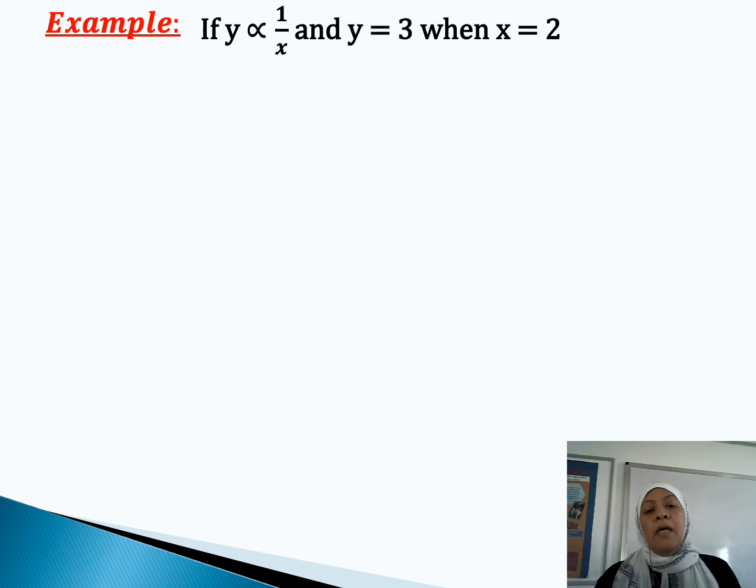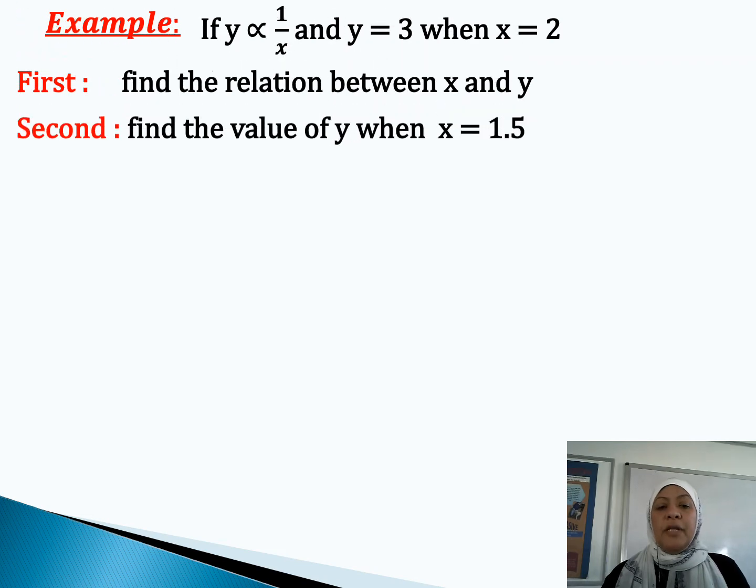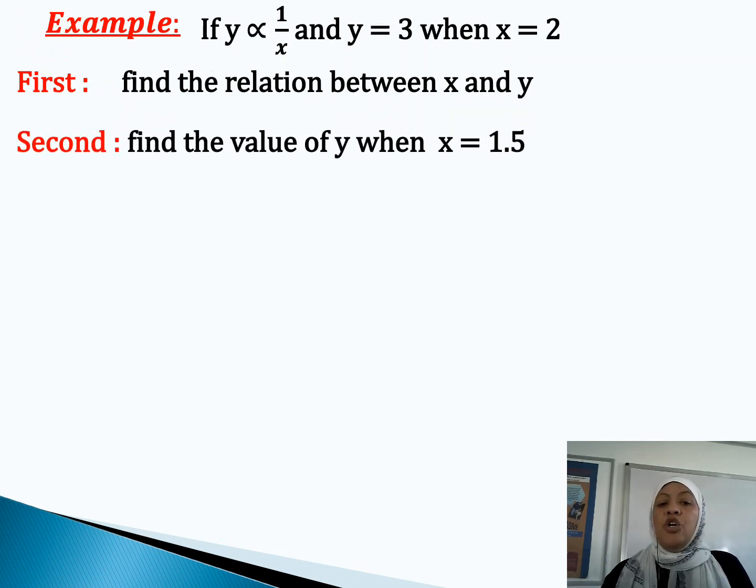Example: if y varies inversely with 1 over x and y equals 3 when x equals 2, we need to find the relation and calculate the value of y when x equals 1.5. Find the relation between x and y. It's a very important question to get the relation. And we said before, to get the relation, we need to get M, the constant. After that, second, we need to calculate the value of y when x equals 1.5.